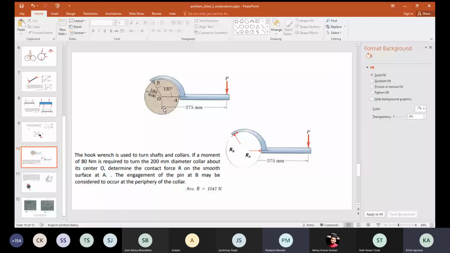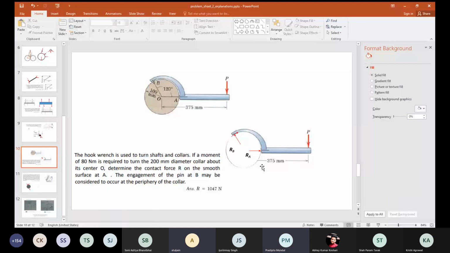There is a load P and there is a moment of 80 Newton meter. After that we will get a relation that gives you the value of P. Now draw the free body diagram of the hook wrench. When you draw the free body diagram of the hook wrench, the internal reactions RA and RB will come into the picture.